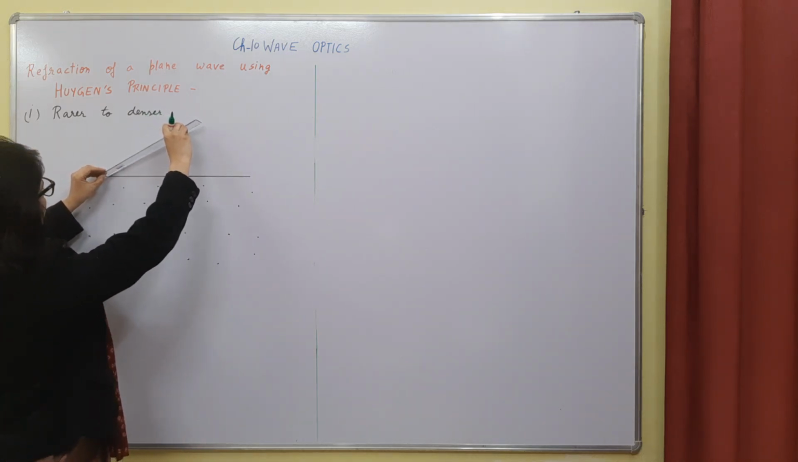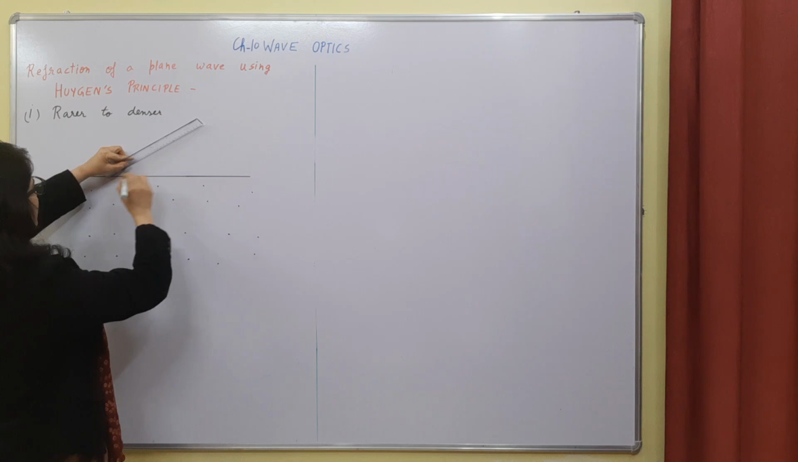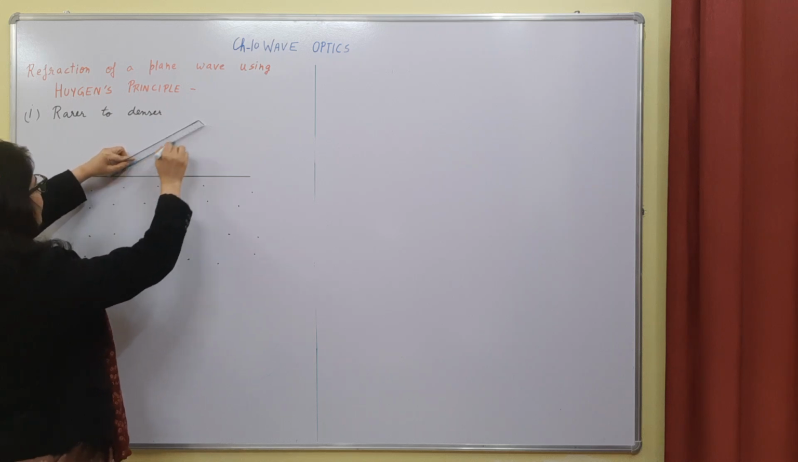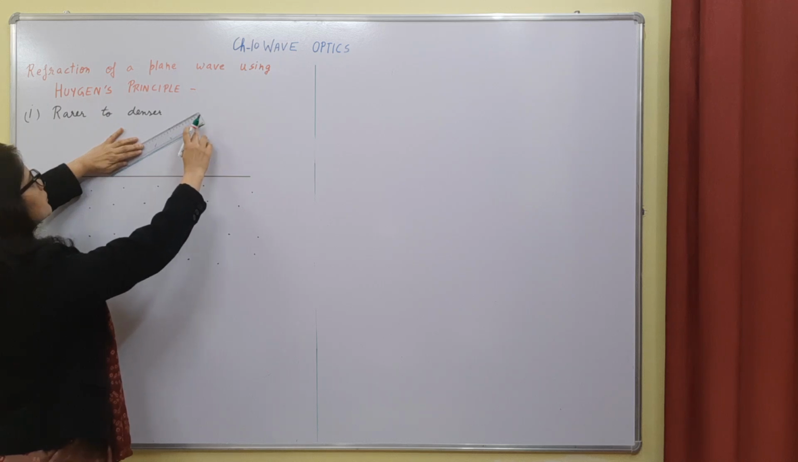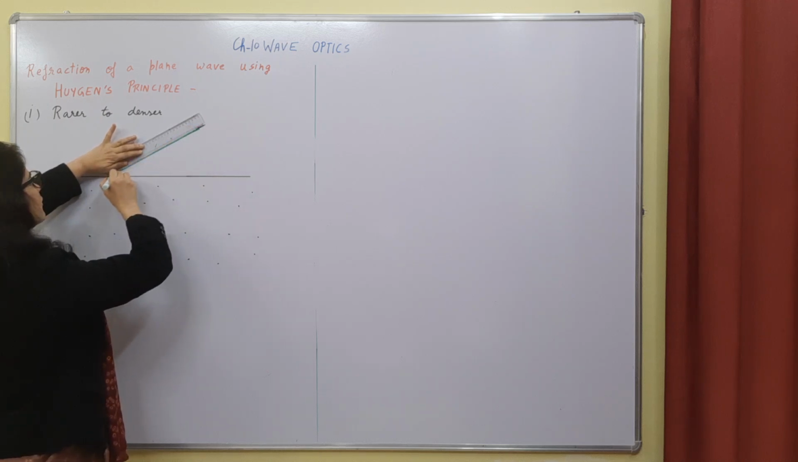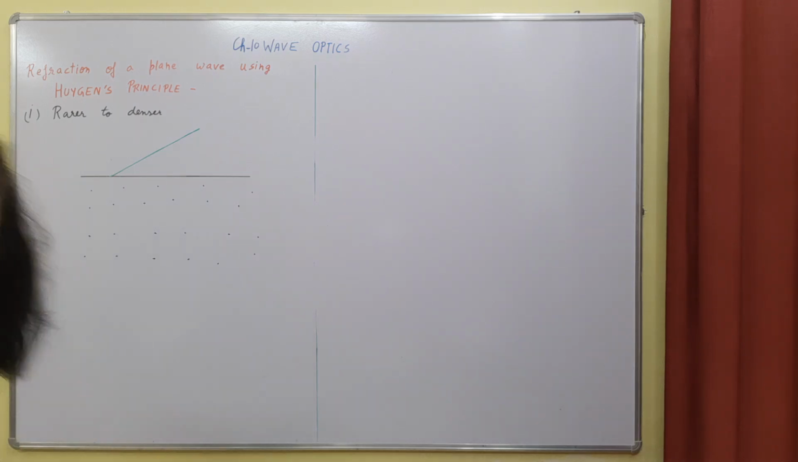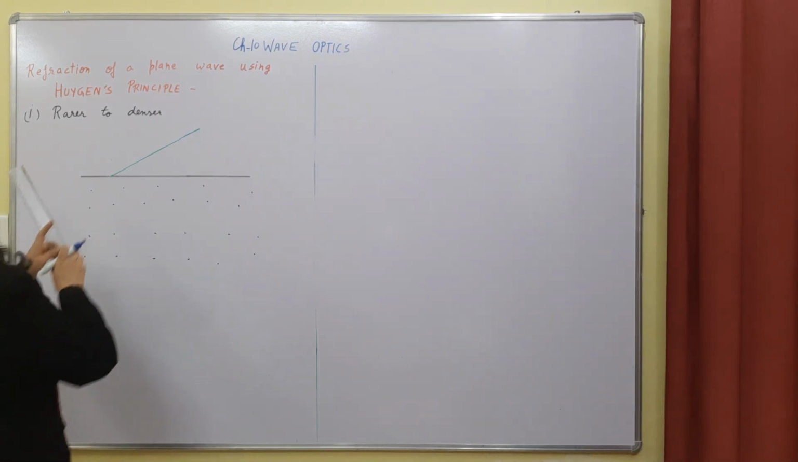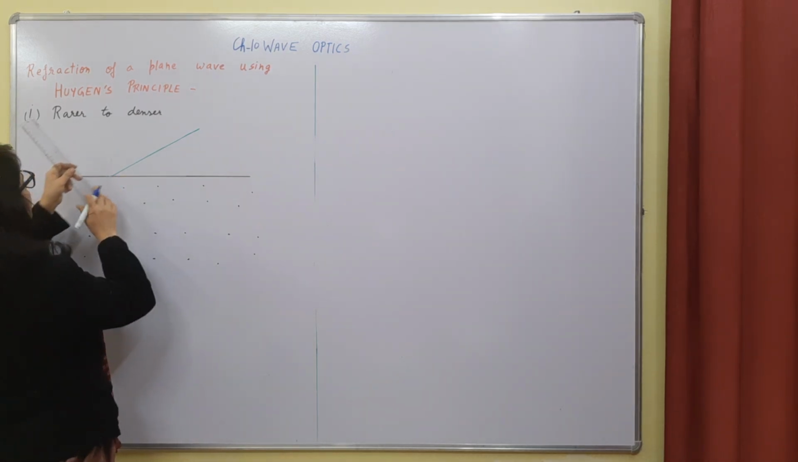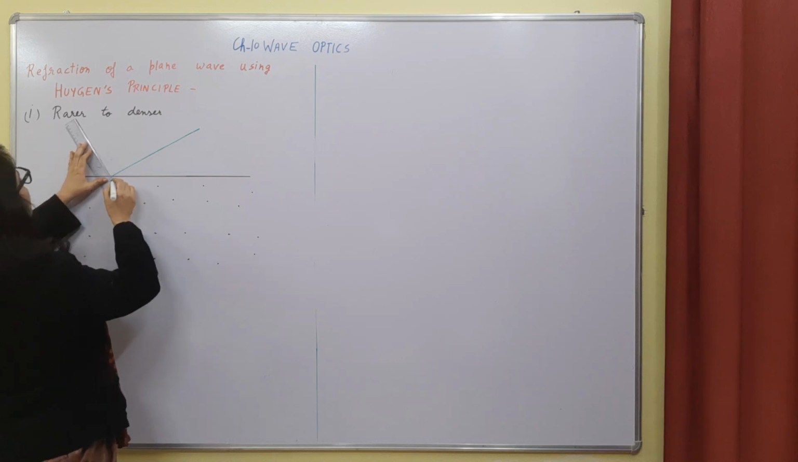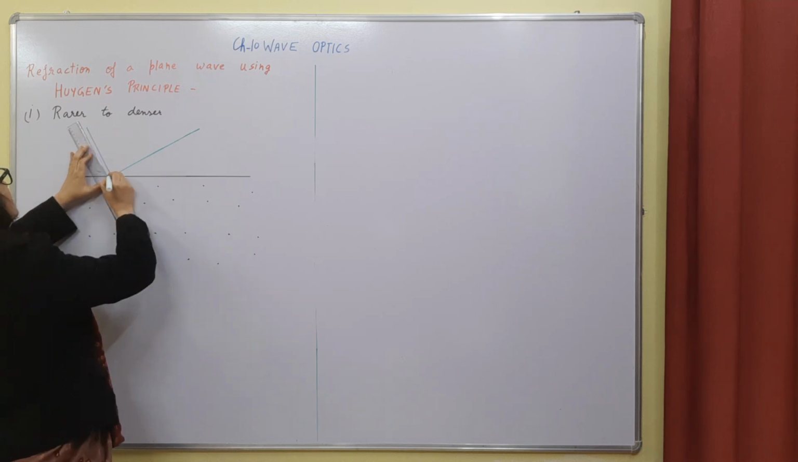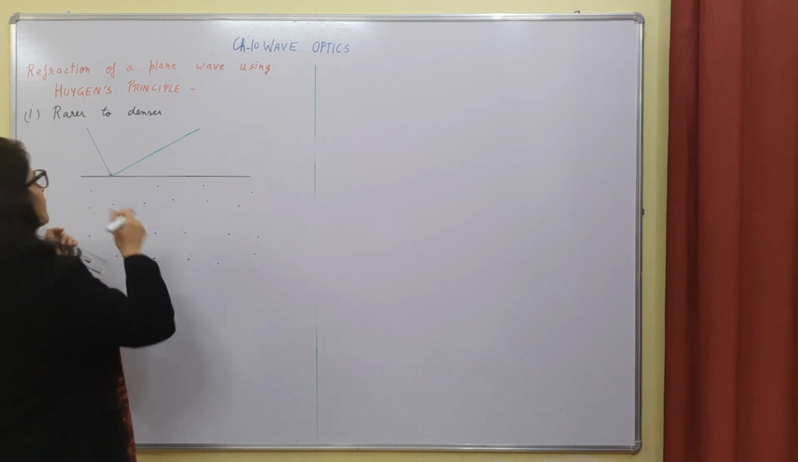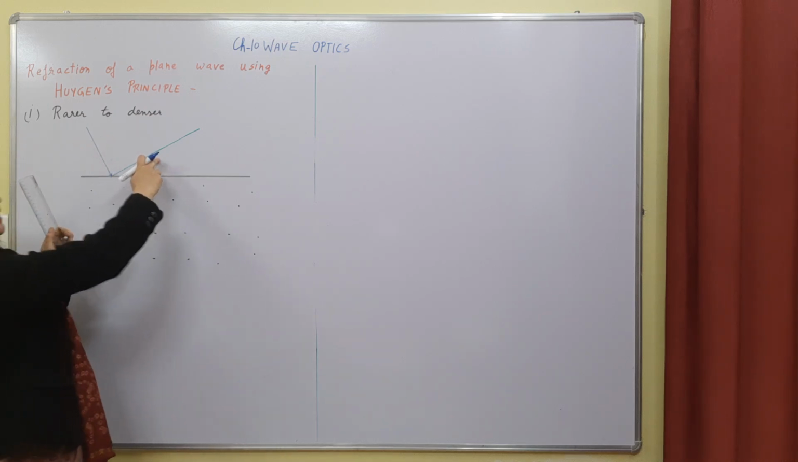Suppose this is our incident wavefront. We know that the ray is normal to the wavefront. So if this is the incident wavefront, how will I draw the ray? By drawing a perpendicular. If this is the point of incidence, we can draw this 90-degree angle to show that this is the incident ray, because the incident ray is perpendicular to the incident wavefront.